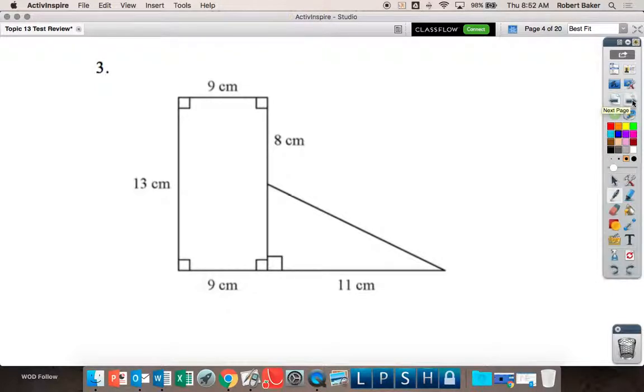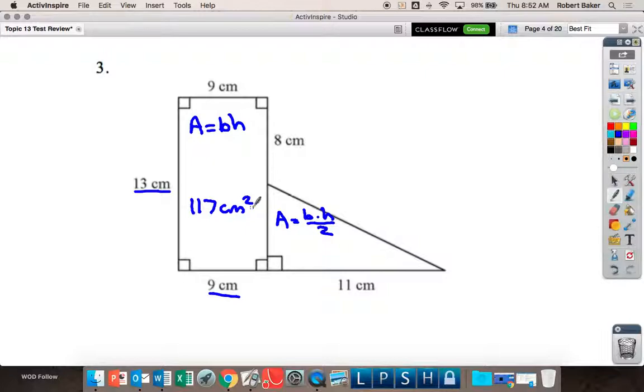Alright, so this one is a composite figure. It's got a parallelogram and a triangle. So for this shape, we're going to have to do area equals base times height, and for this shape, it's area equals base times height divided by 2. So we need to find the two areas and then add them together. Do you want to do the parallelogram first or the triangle first? The parallelogram. So we're going to find the area of this parallelogram, base times height. What's that? 117 centimeters squared.